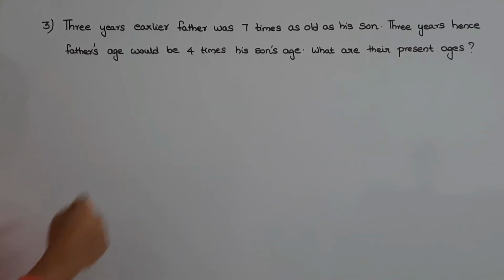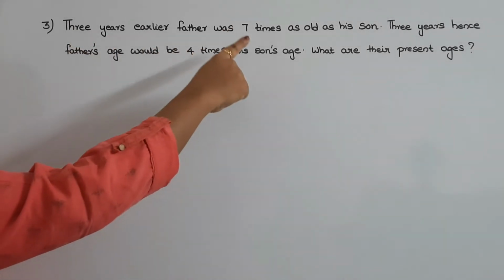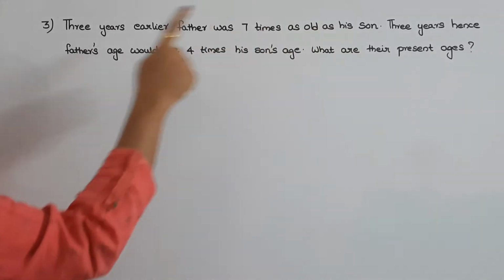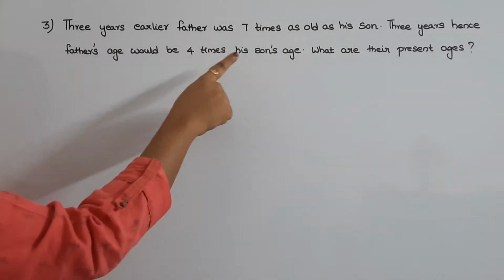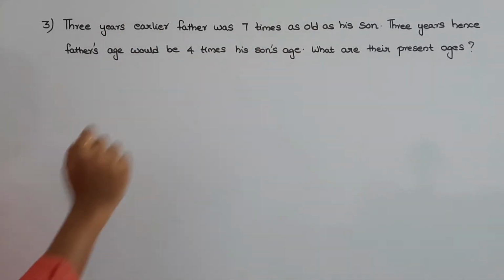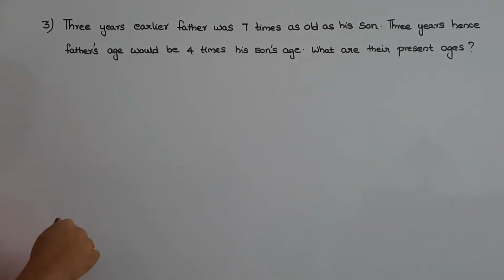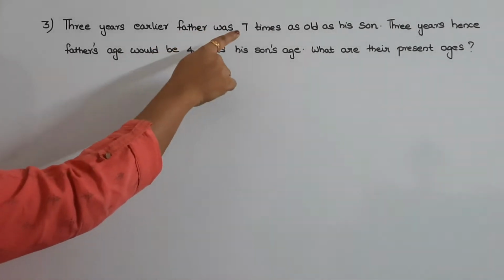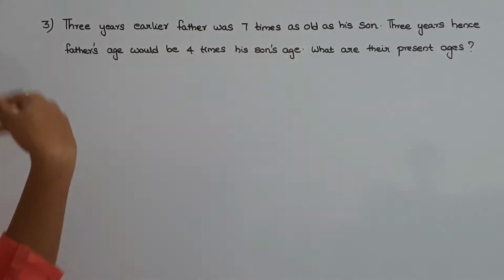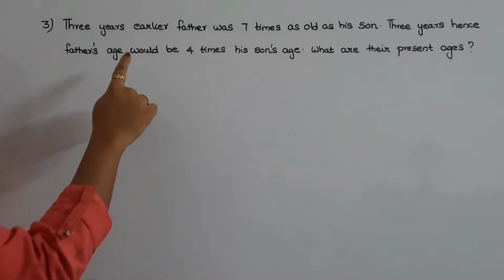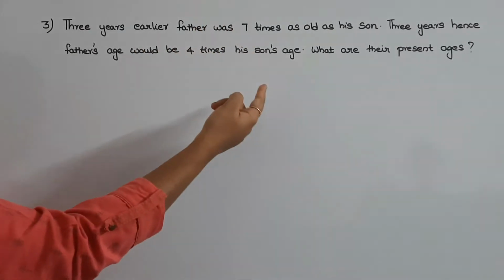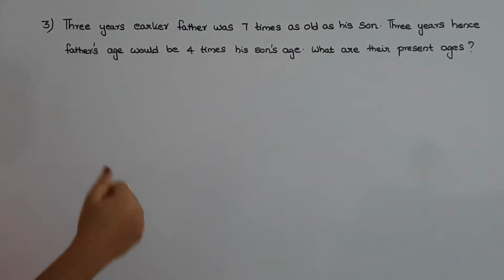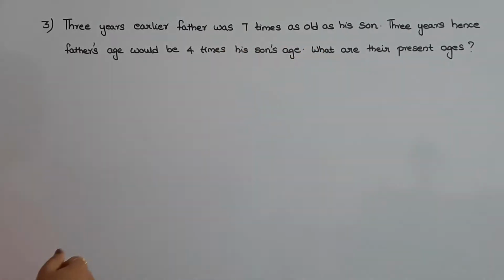The next question is, 3 years earlier father was 7 times as old as his son. 3 years hence father's age would be 4 times his son's age. What are their present ages? So in this question they are telling that father's age was 7 times as that of his son 3 years ago. Then they are telling that his age would be 4 times as that of his son after 3 years. So we need to find out their present ages.